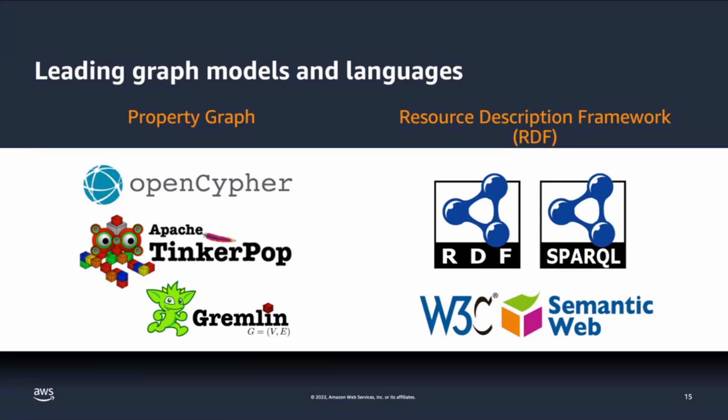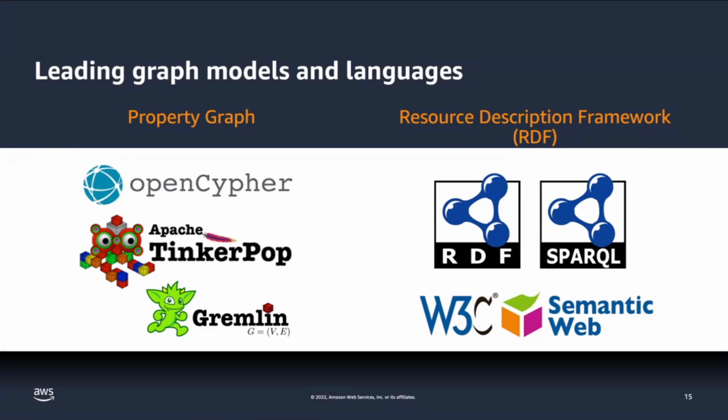The second graph model that you can choose to use in Neptune is the Resource Description Framework, or RDF. You might have heard this referred to as the semantic web construct, but RDF represents data inside a graph as a set of triples, each of those triples containing a subject, a predicate, and an object.